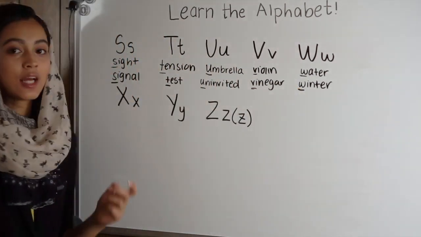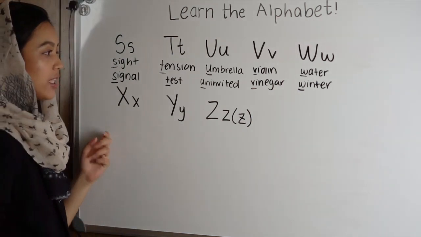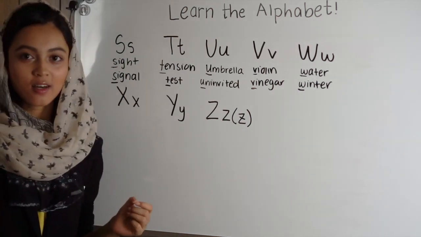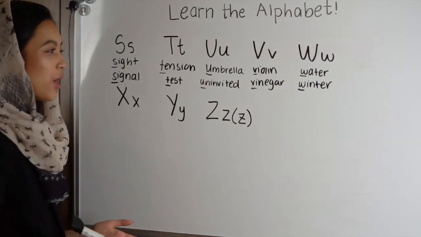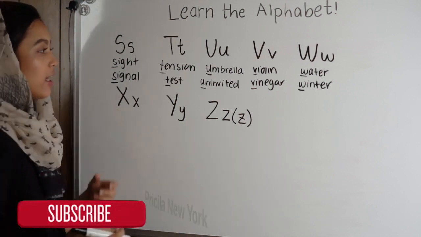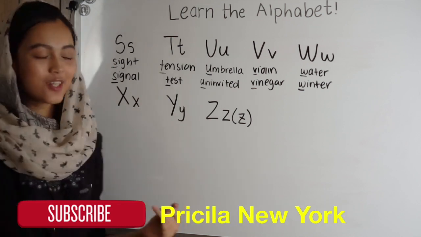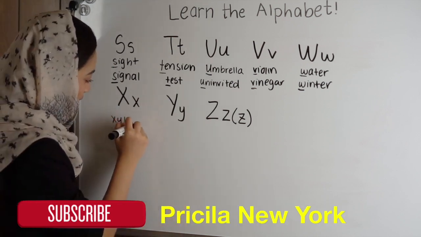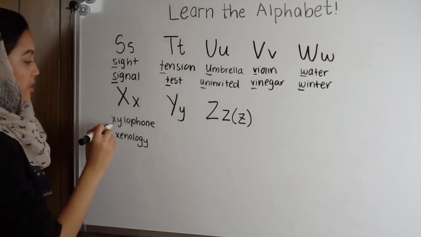Moving on to X. Now X makes up only 0.02% of the English language. So অনেক বেশি words আছে with that starts with X. Though I had to do a little bit of research to find it, but we have xylophone. There's xylophone.